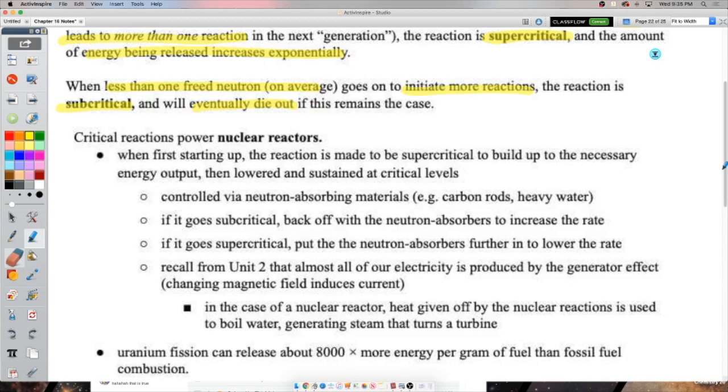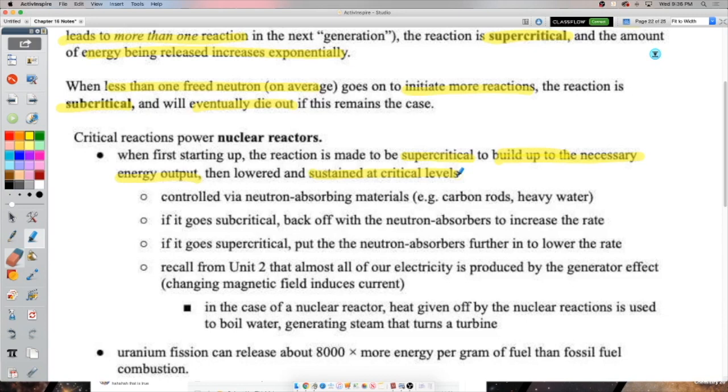But to get up to that level, you need to first make it supercritical and build up that necessary energy output. Get the chain reaction going to the point you want it to be at, okay? But then you don't want it to keep going because then you're going to have too much energy. You're going to have a dangerous situation there, right? So then you lower it and just sustain it at critical levels. You say, okay, the city needs this much every hour, so we'll find the point where it's critical. It's just sustaining itself at that level. And there we go. We're good. We have the energy we need. It's just keeping itself going, okay?